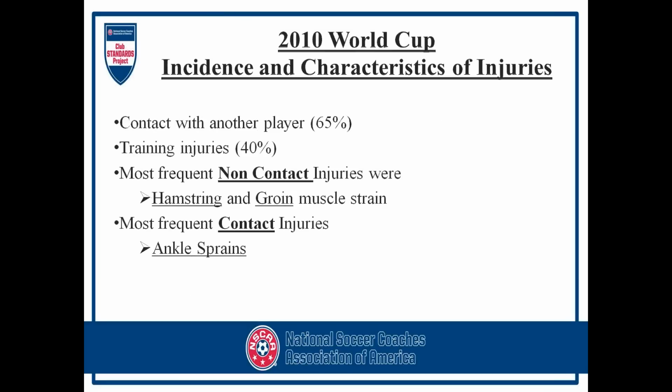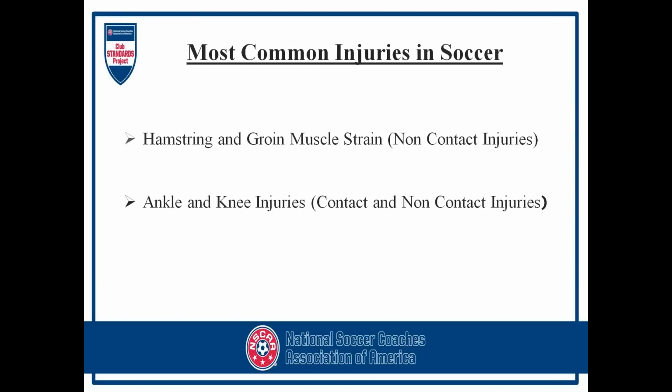Some of the things that they wanted to look at too is that non-contact injuries had increased from previous World Cups. Contact with another player was about 65% in the World Cup, and training injuries were about 40%. Most frequently, the non-contact injuries were hamstrings and groins, or pulling your muscle. Other most frequent contact injuries were ankle sprains.